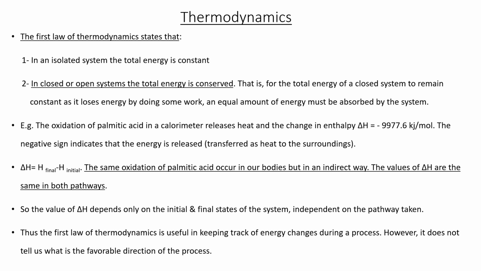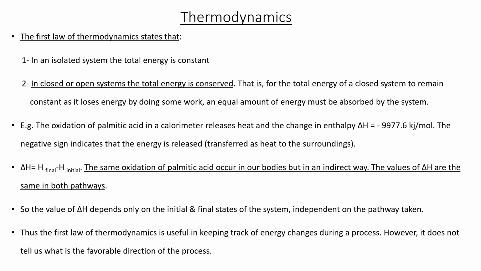The first law states that in an isolated system, the total energy is constant, and in closed or open systems, the total energy is conserved. That is, for the total energy of a closed system to remain constant as it loses energy by doing some work, an equal amount of energy must be absorbed by the system.